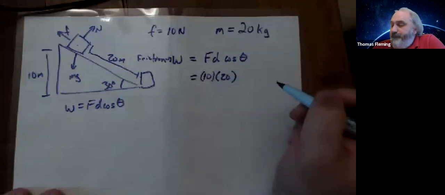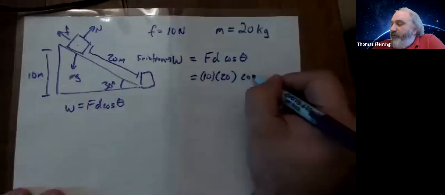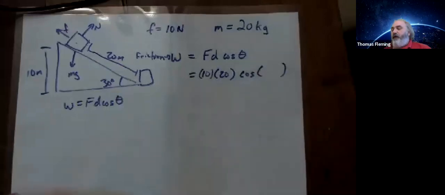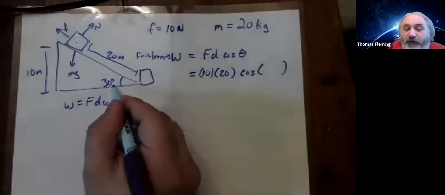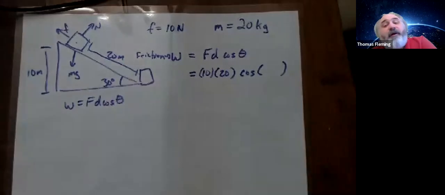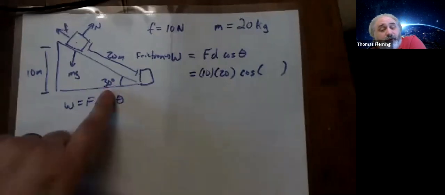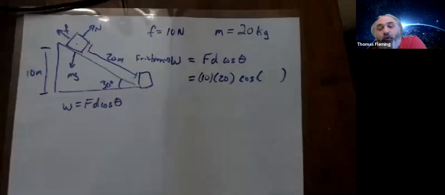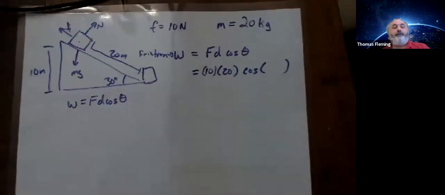So 10 times 20. Now, a student who doesn't know what they're doing, when they go to plug in the cosine of theta, their knee-jerk response is going to say, oh, look, theta is 30, and they're going to plug 30 in here. And when they do, they're going to get this question wrong because that's not the angle I want. And in fact, we're going to do three forces here. Not once is that angle going to be 30. Not one time will 30 degrees show up in this problem.